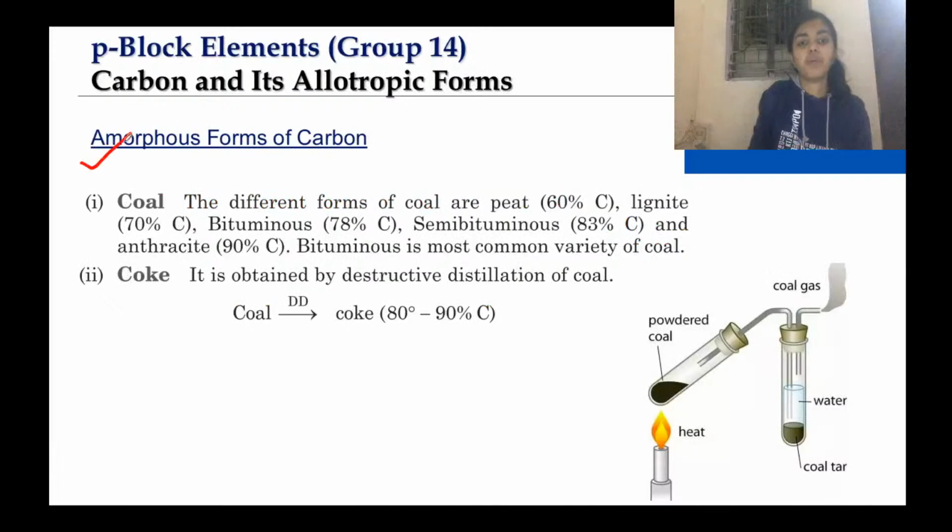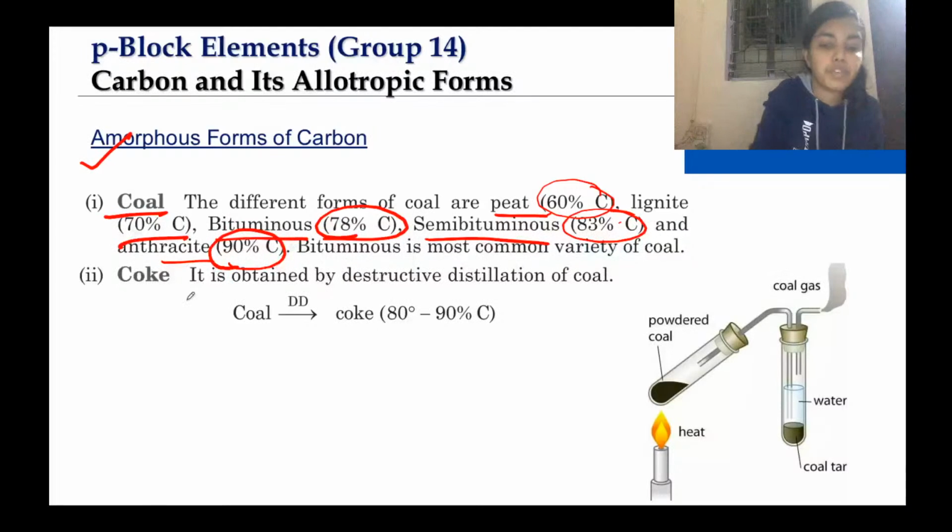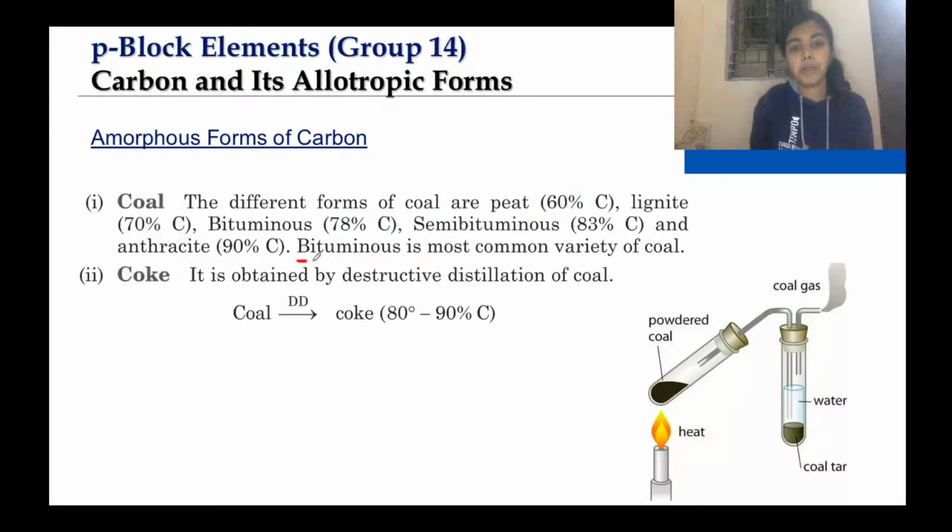Now amorphous forms of carbon. We are done with the crystalline forms. Now we will deal with the amorphous forms, right? So coal has different forms such as peat, which is 60% carbon, lignite, which is 70% carbon, bituminous, which is 78% carbon, semi-bituminous, which is 83% carbon, and anthracite, which is 90% carbon, right? So the most common variety of coal is what? Bituminous.